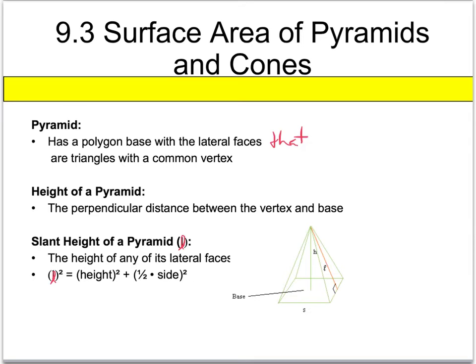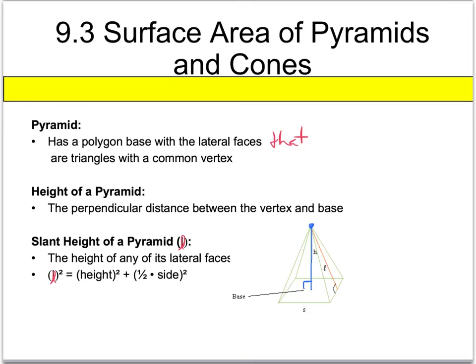The height of a pyramid, you'll notice by that letter H down in the bottom right, is going to be the perpendicular distance between the vertex and the base. So it's going to be this blue line that stretches from the vertex, that top point where all the triangles meet, down to the base, and it's going to form a 90-degree angle.